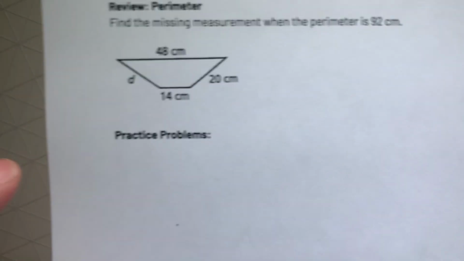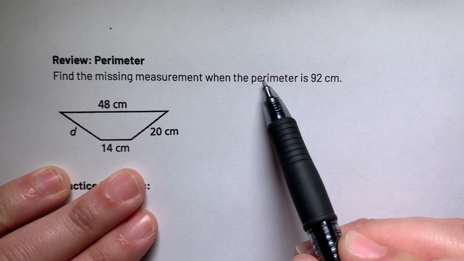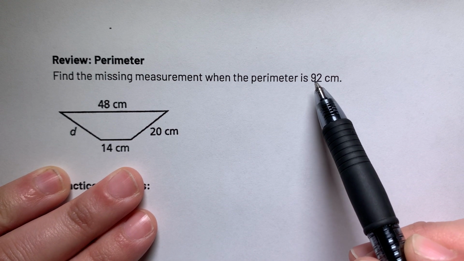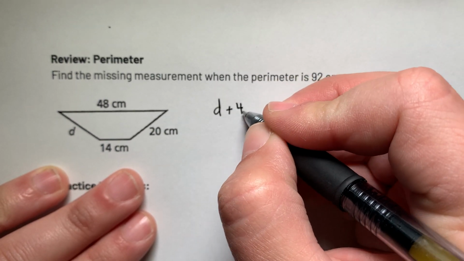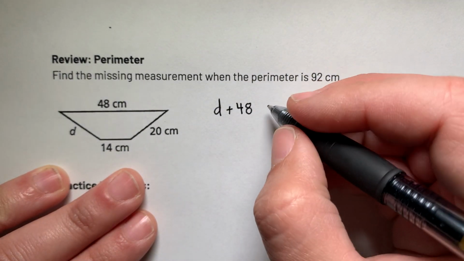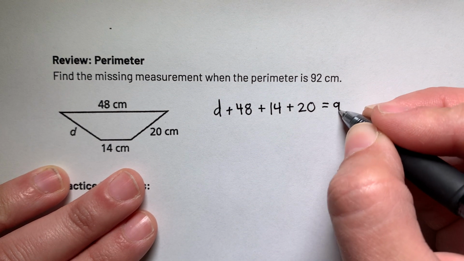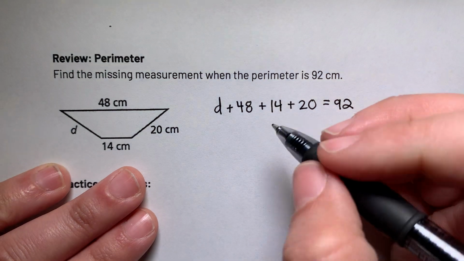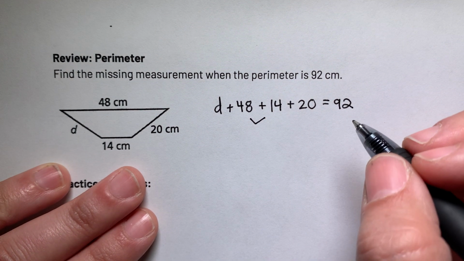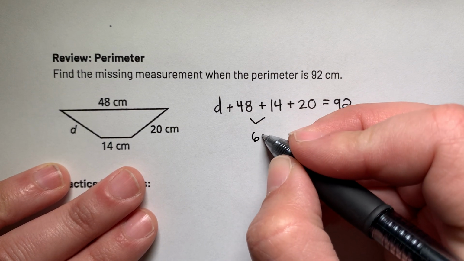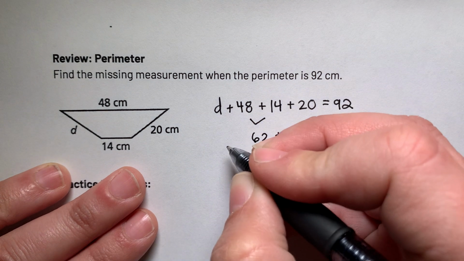There is one problem you're gonna see on your homework that looks like this. Find the missing measurement when the perimeter is 92. So this is where you're gonna flex those algebra skills, my friends. So you know that when you add this missing side D plus 48 plus 14 plus 20, you get 92. Excuse me. So when you add, you're gonna need to figure out what this is to find the missing value. So that's 62 plus 20 equals 92.